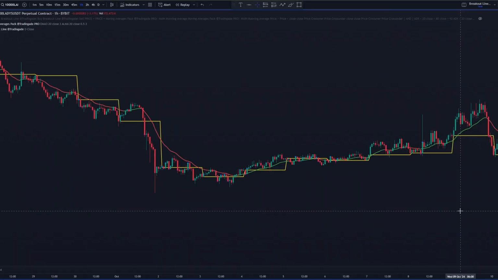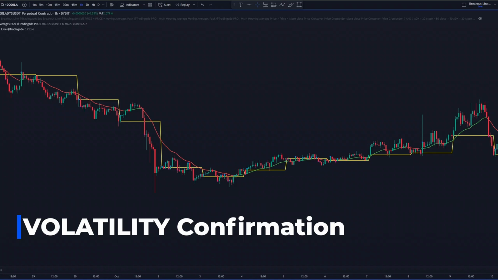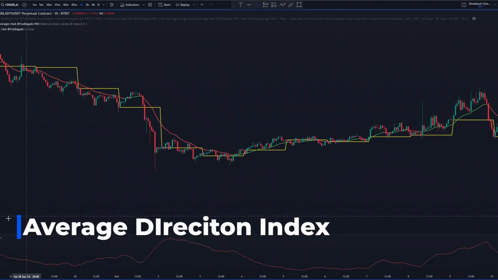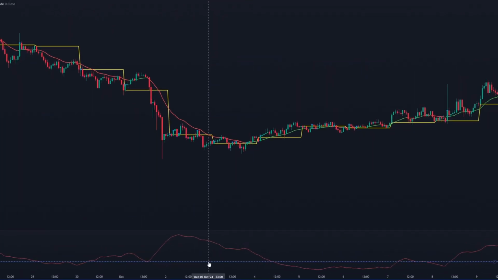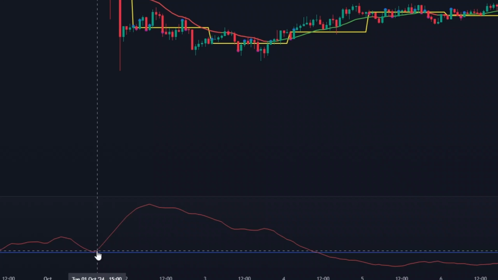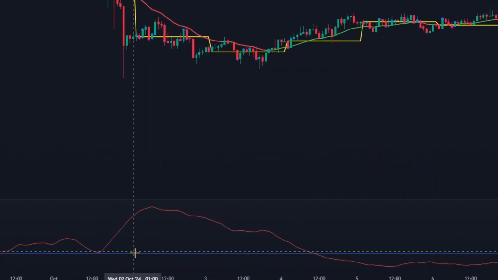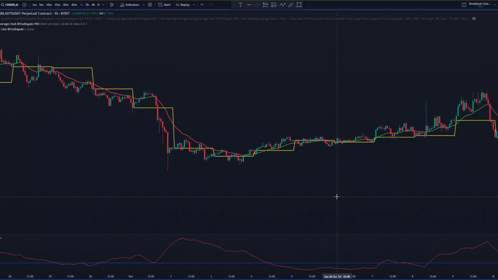Now the third rule is a volatility confirmation based on the ADX, the average directional index. We're gonna allow both long and short position whenever the ADX is above the 20 level, this blue line. That's cool guys, we have just defined all the 3 rules of our strategy.